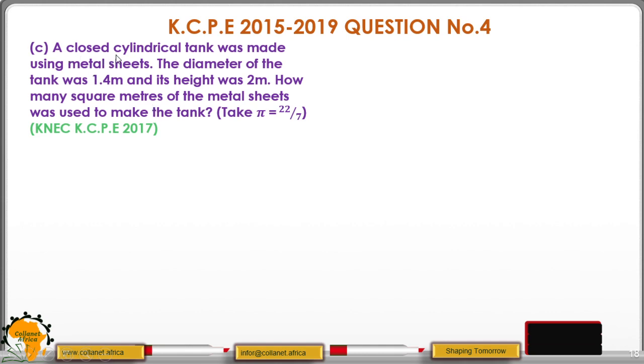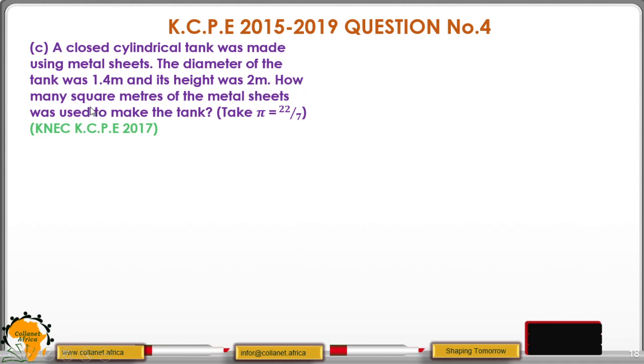Sometimes it might be open. Closed cylindrical tank, so it is in the form of a cylinder. Those are the things that you need to understand. The diameter, this is 1.4. Sometimes you might be given the radius, so you have to be very careful. Then this is the height, 2 meters. Then you have to check whether the units are the same. This is meters. Sometimes you might be given this one to be centimeters, the other one to be meters or other units.